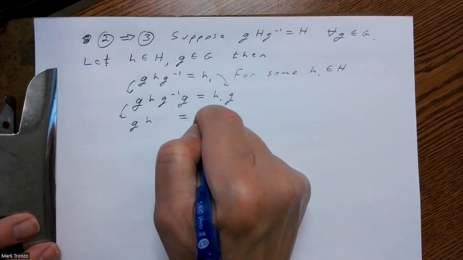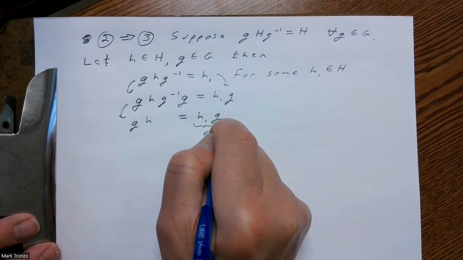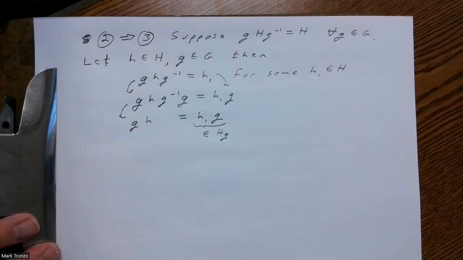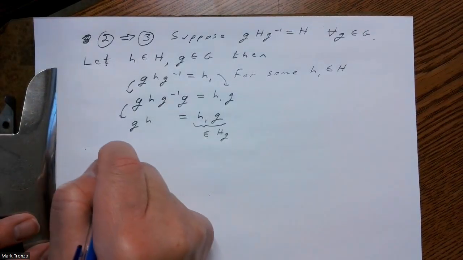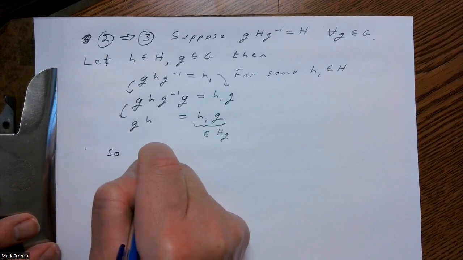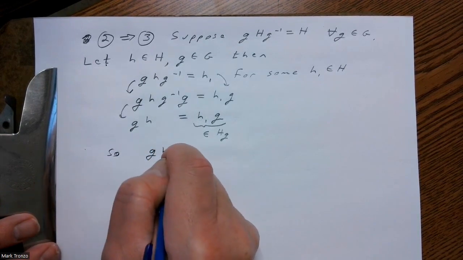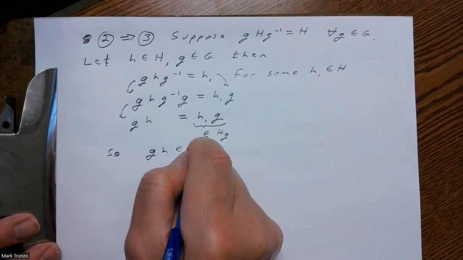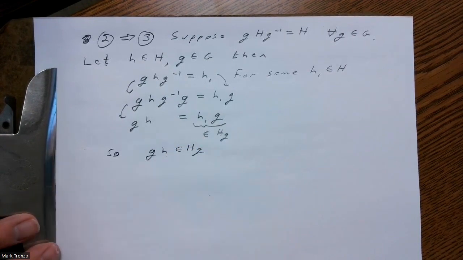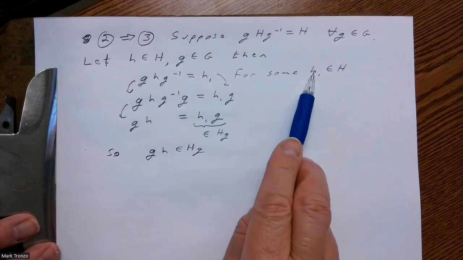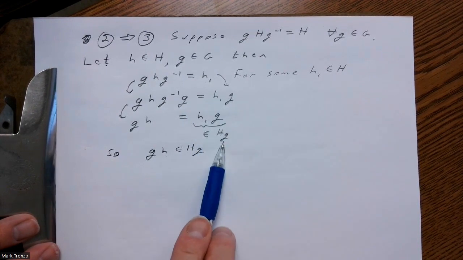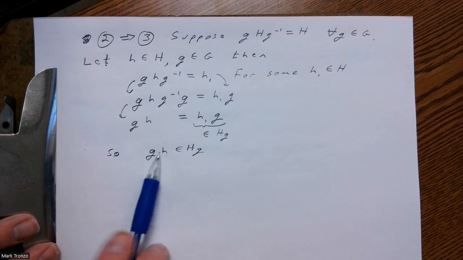Now, this guy right here is in HG. So that means that GH is in HG. Because this one here, again, we said that this is going to be true for some H1 in H. Therefore, this is in HG. And since those are equal, this has to be in HG.